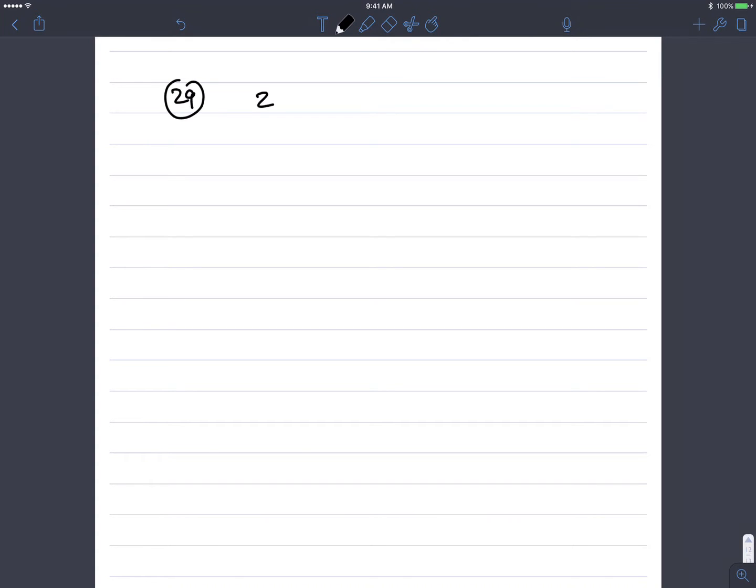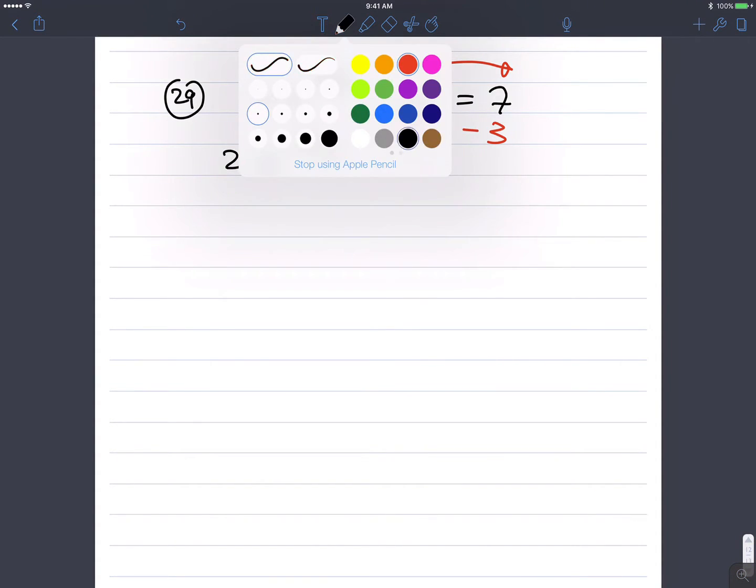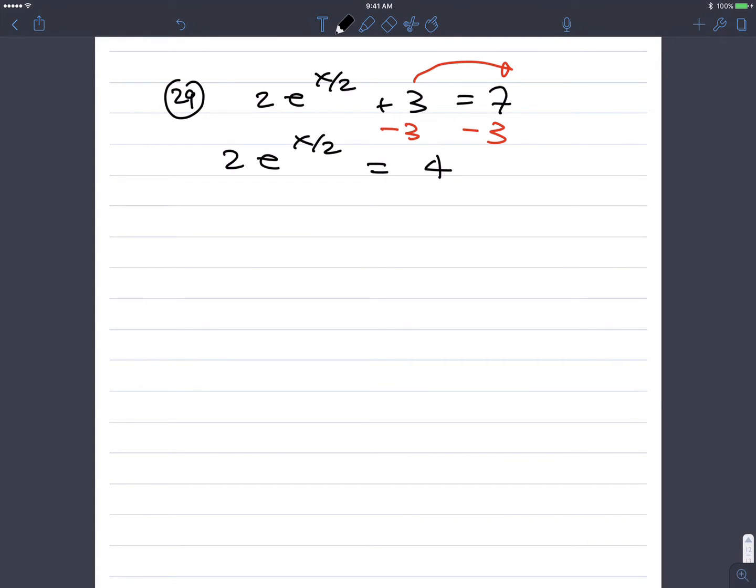29. 2e to the x over 2 plus 3 is 7. Translate the 3. You move the 3 to the other side. 2e to the x over 2. Now, remember, you're really subtracting 3. So for some of you guys who want to see this, we get that 7 minus 3, which is 4. And then we get to divide both sides now by 2. We have our cancellation, and now we get e to the x over 2 is 2.